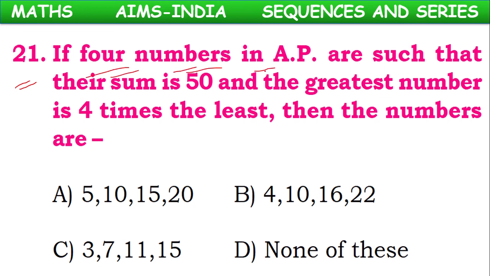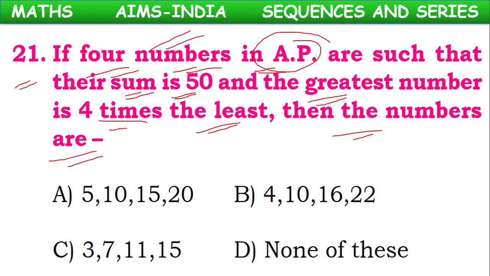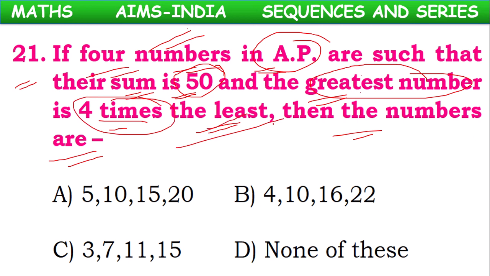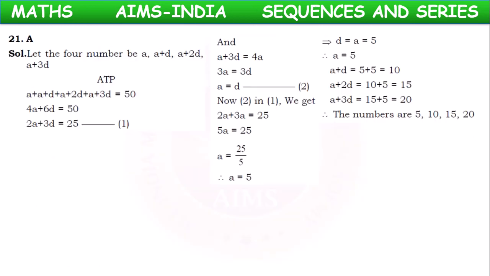If 4 numbers in AP are such that their sum is 50 and the greatest number is 4 times the least, then the numbers are what? 4 numbers are in AP such that their sum is 50, and the greatest number out of the 4 numbers is 4 times the least number. Find the numbers. Let the 4 numbers be A plus D, A plus 2D, A plus 3D, whose sum is 50, meaning 4A plus 6D is 50, 2A plus 3D is 25.